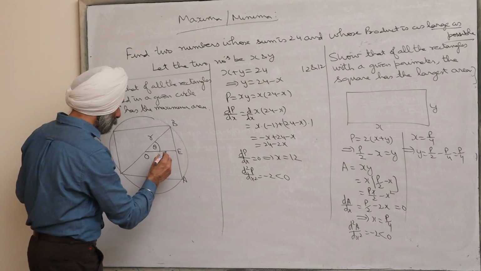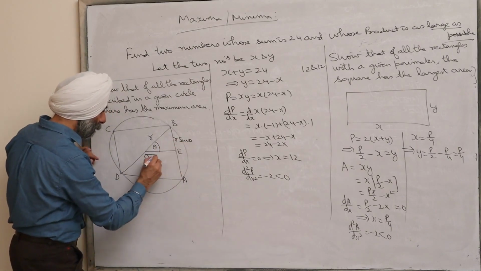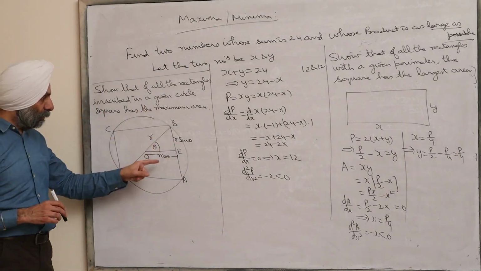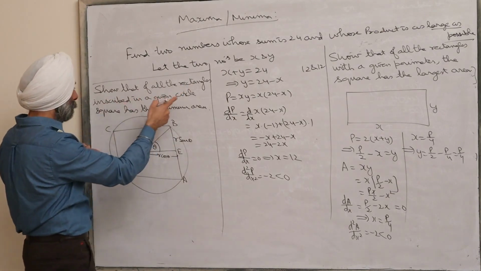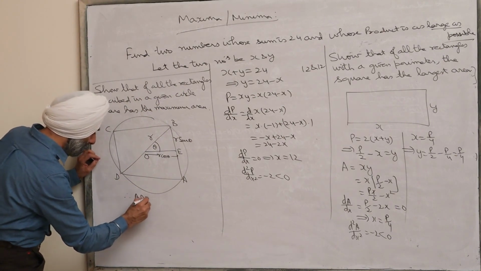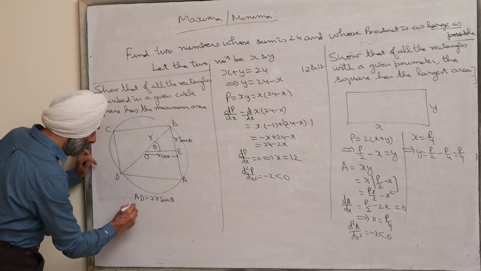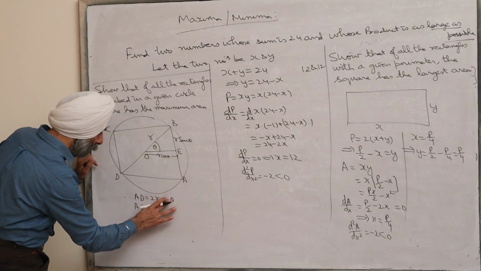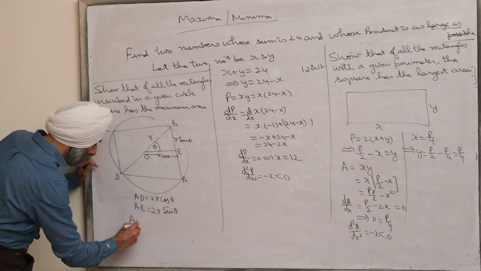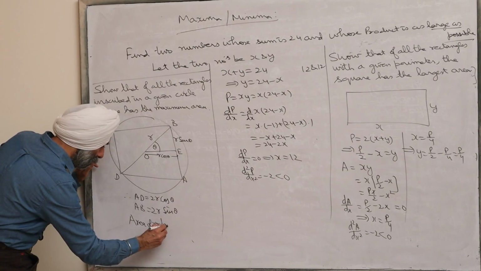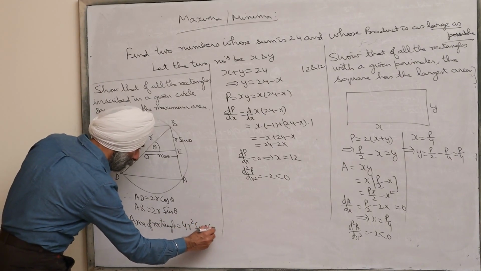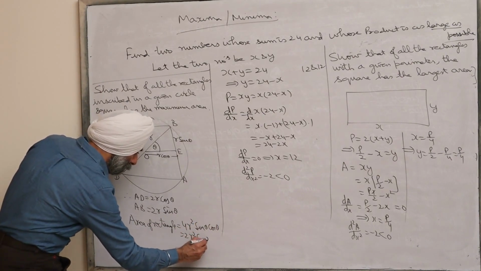Now you can see here, can I say that this is r sine theta and this is r cos theta, using the definition of cos theta for this triangle and sine theta for this triangle. Now show that of all the rectangles inscribed in a given circle, the square has the maximum area. So therefore AD is equal to 2r sine theta, AB is equal to 2r cos theta. So what is the area of the rectangle? The area of the rectangle is 4r square sine theta into cos theta, which is 2r square sine 2 theta.